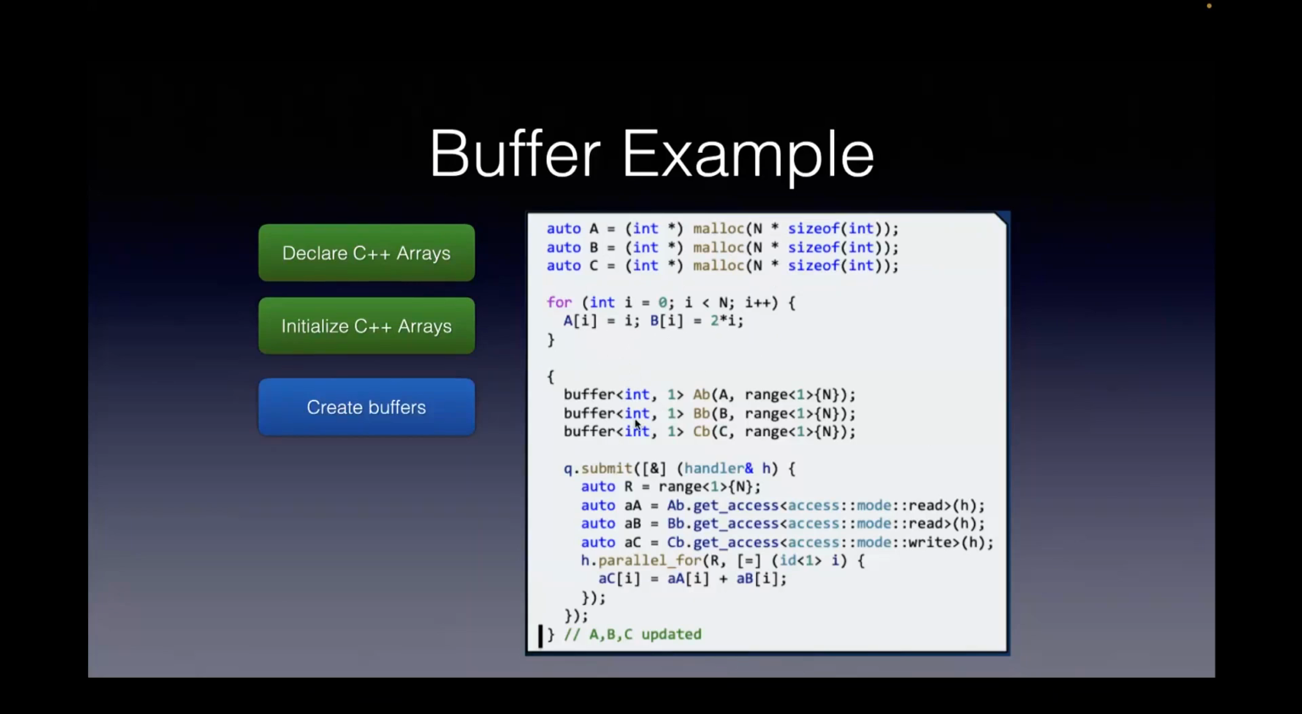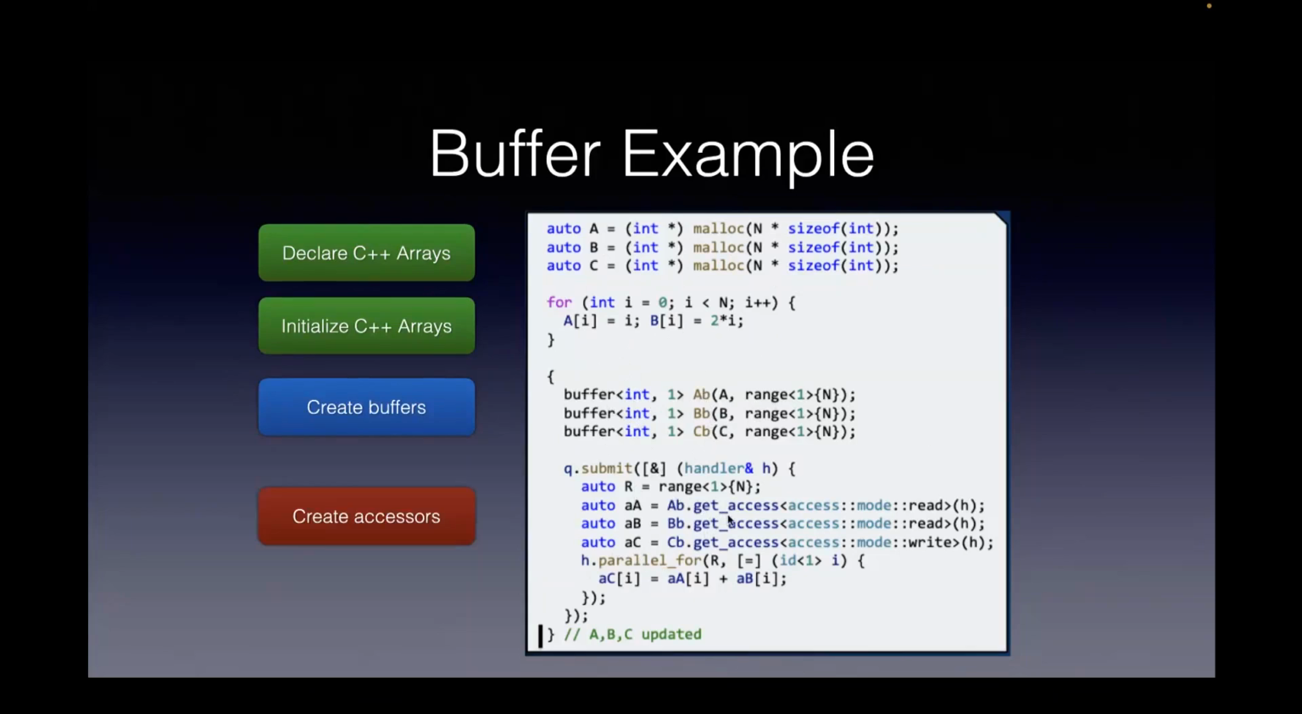You create buffers, which is your preferred method by which DPC++ wants you to access these arrays. Now these are created using a combination of a range kernel that you need to define depending on how many parallel elements you want to execute together. And these buffers are called AB, BB, and CB.